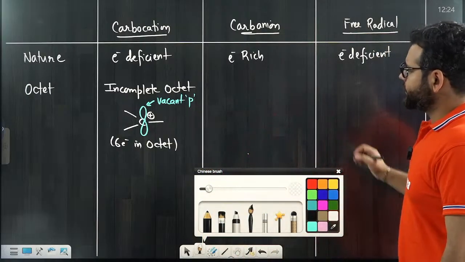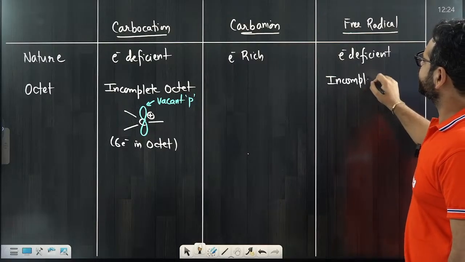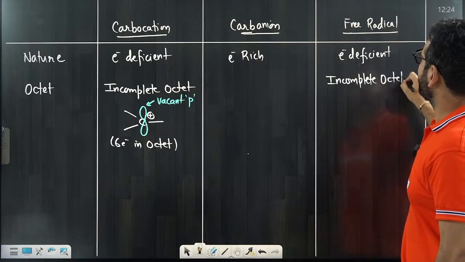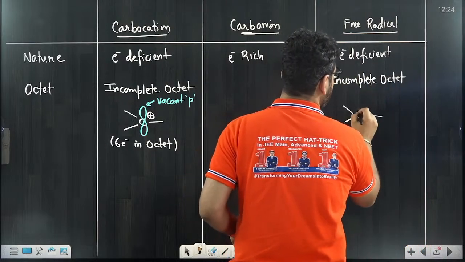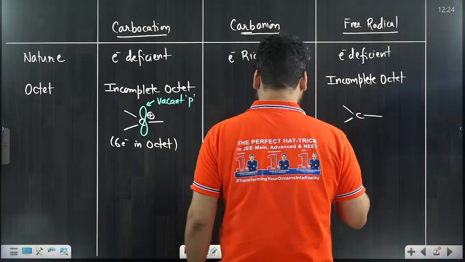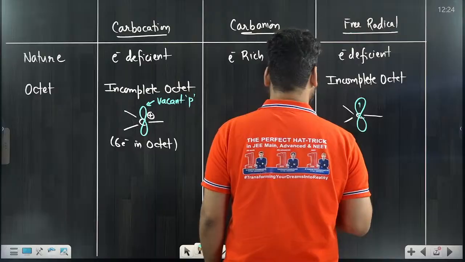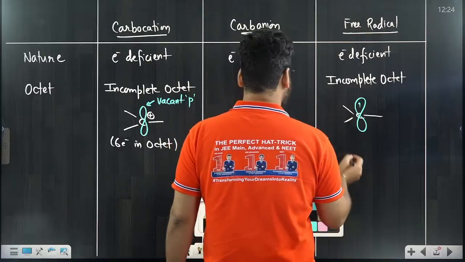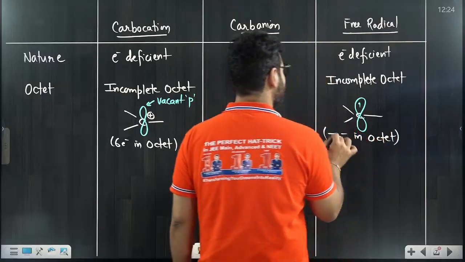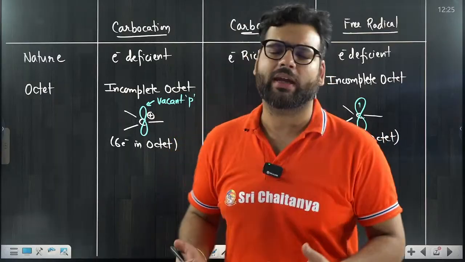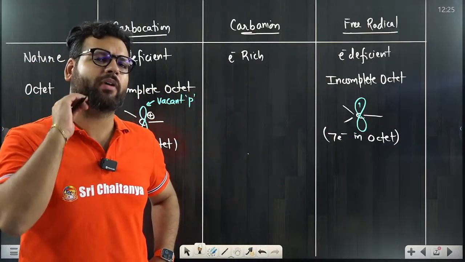Free radical also has an incomplete octet. Here it has 7 electrons in its octet. Same as a carbocation, just that the p orbital is not completely vacant, but it is half filled. Actually it's wrong to write octet. Octet means 8. Here we are trying to say 7 electrons in the valence shell of carbon. 8 were required to complete the octet.